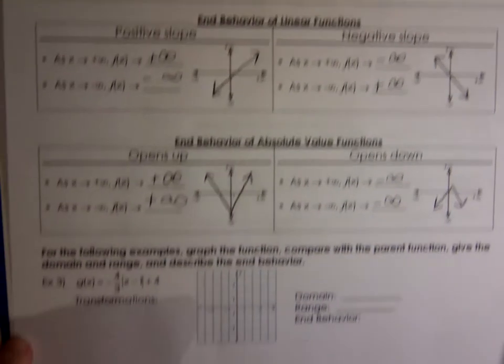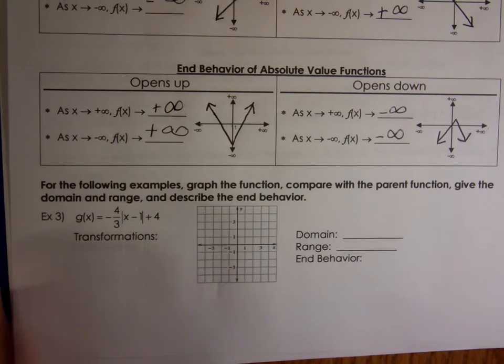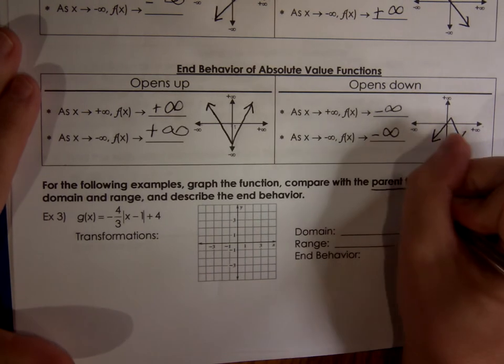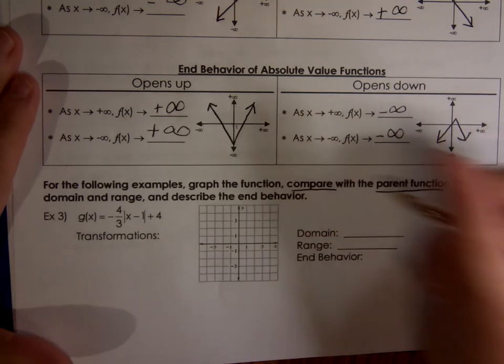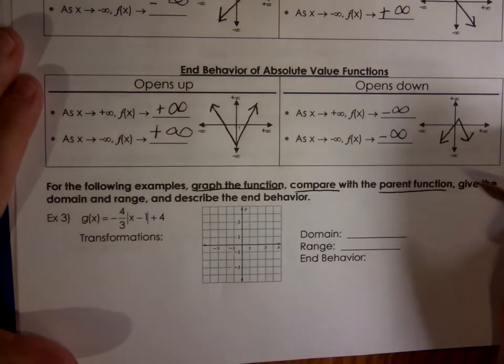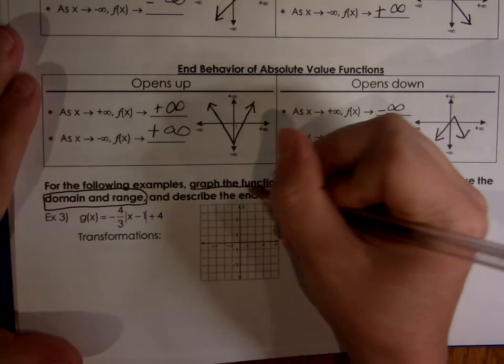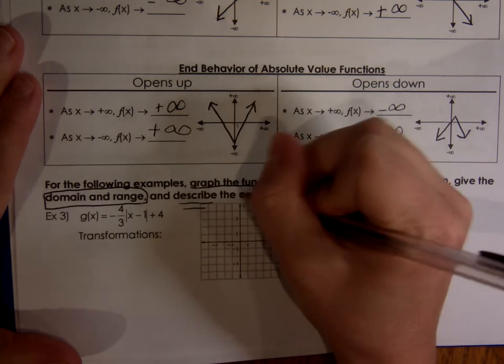Let's go ahead and look at example number 3. This is piggybacking off of what we did in the last lesson. It says, for the following examples, graph the function, compare with the parent function, give the domain and range, and describe the end behavior. So in our last lesson, we just compared to the parent function and graphed the function. Now we want to talk about what the domain and range are, and we want to describe the end behavior.